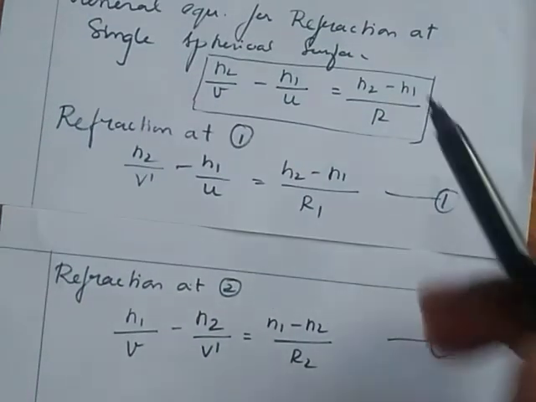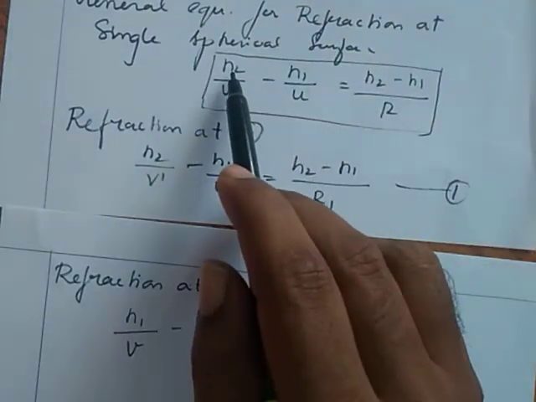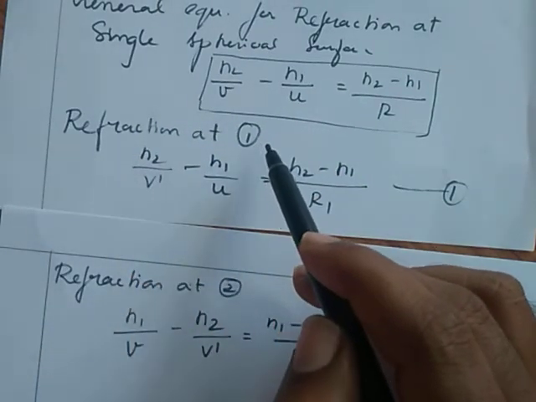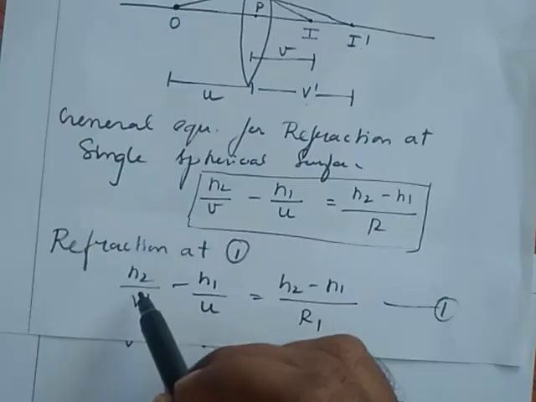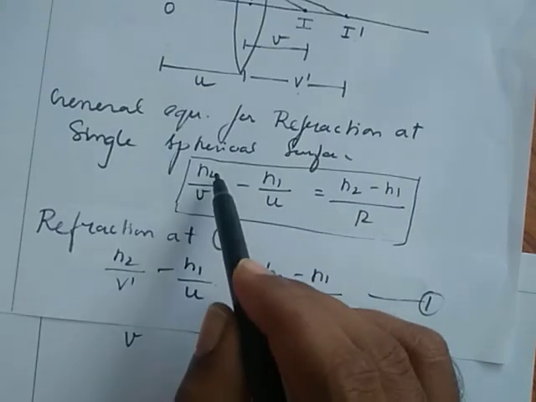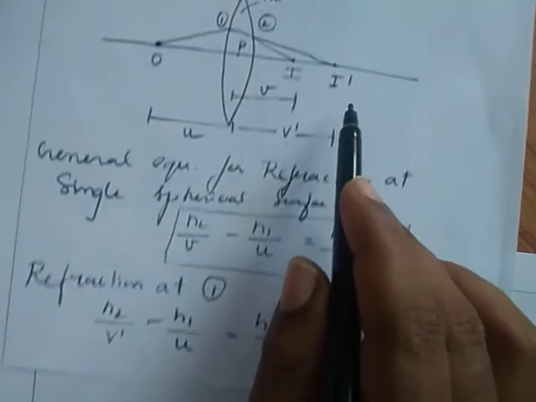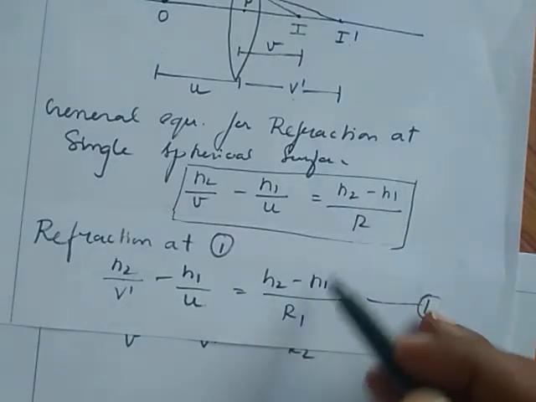This is the general equation for refraction at a single spherical surface. n2 indicates the second medium, n1 indicates the first medium. For refraction at the first surface, the first medium is n1 and the second medium is n2. Here the image is produced at I dash, so the image distance is v dash. The object distance is u, and the first refracting surface radius is r1.